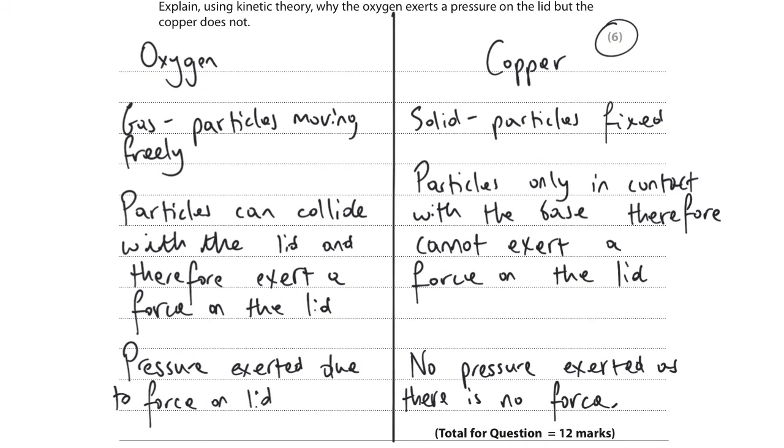So for oxygen, I've got the gas particles moving freely. I've said the particles can collide with the lid and therefore exert a force on the lid, and this leads to a pressure being exerted due to the force on the lid. My copper is a solid, which means the particles are fixed. The particles are only in contact with the base, therefore cannot exert a force on the lid, and that means no pressure is exerted as there is no force. So 3 points. Don't worry if you didn't connect them up. I've just done 6 bullet points.